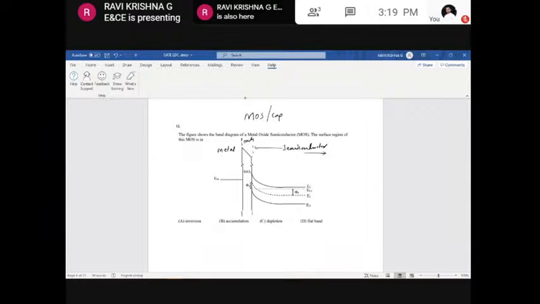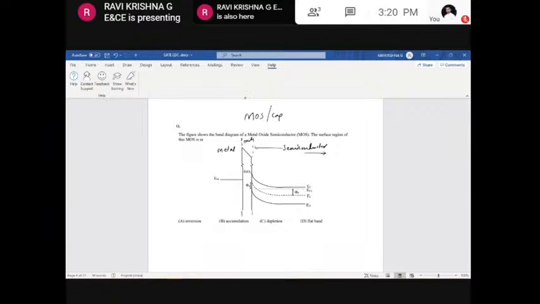If we look at this energy band diagram in the semiconductor, please observe carefully at the extreme side as well as at the interface, because in the question he has asked about the surface region of this particular MOS: whether it is in inversion, accumulation, depletion, or the flat band condition. So we need to identify that.